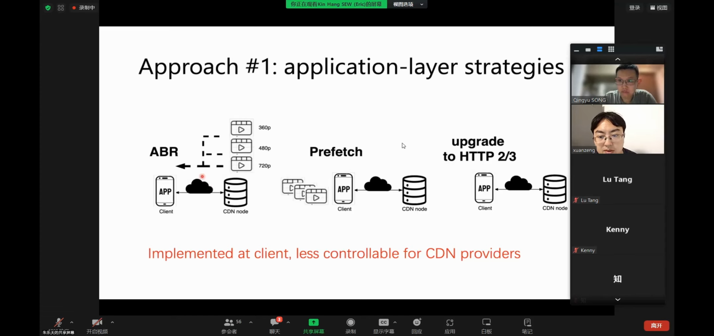So the first type is ABR, adaptive bitrate algorithm. That's to adapt to the network condition. Or we can prefetch short videos to the client side, or we can upgrade to HTTP 2 or 3 to improve the network performance. However, all these methods are implemented at client side, so they are less controllable for the CDN providers.